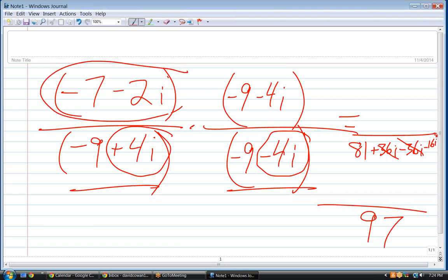And now the numerator. So we still have to multiply that times that, and the imaginary part will not disappear here. We'll be left with an i in the numerator, but that's okay. You can have imaginary numbers in your numerator, you just can't have them in your denominator. So what's the new numerator? It's minus 7 times minus 9.